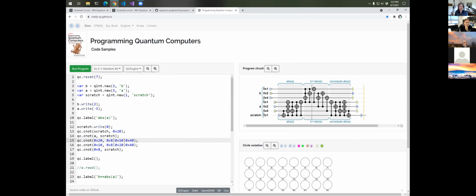let's see, where are we? Absolute A. That is probably this step right here. So I'm C naughting this bit based on, okay, actually no, that's not right. Oh yeah, it is. Okay, that one, and that one. Okay, yes, so it is. Now you'll notice that on line 15, I'm C naughting 0x20, which corresponds to A0x2.